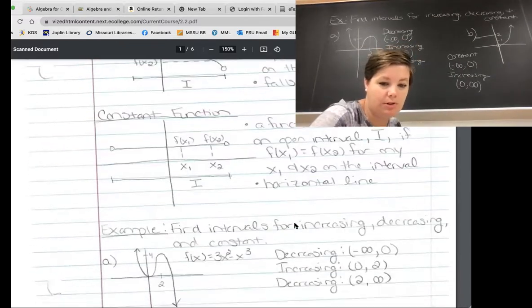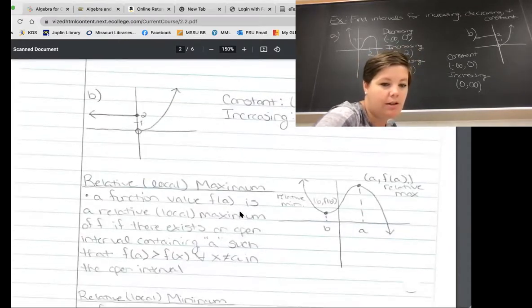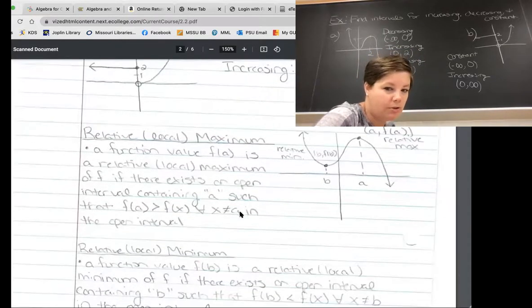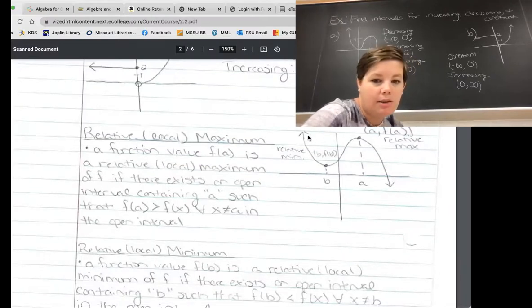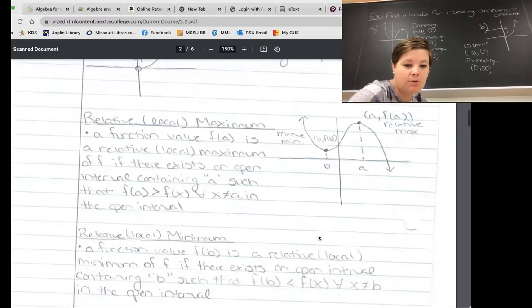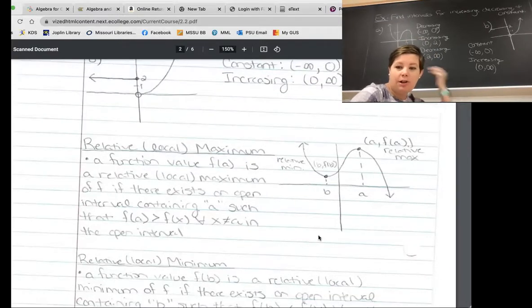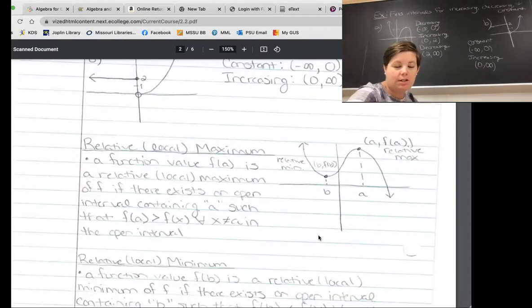I'm going to scroll. As you can see, there's my work. There's my work again. I wanted to talk about relative minimum and relative maximum. These are, again, easier to show you in my notes than it is for me to remake my notes on the board. And these go very much with the increasing, decreasing, and constant.